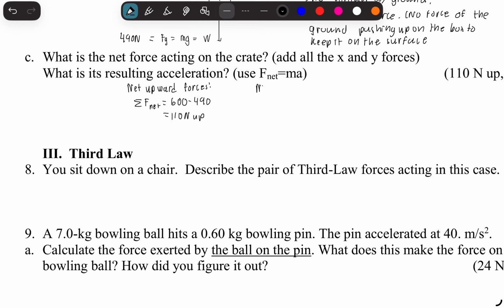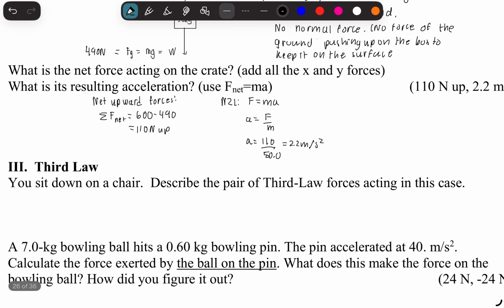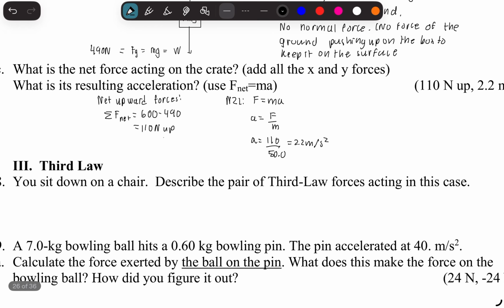Now you can use Newton's second law, which is F is equal to ma. A is equal to F over m. A is equal to 110 divided by 50.0. This is equal to 2.2 meters per second squared. So it's going to be 110 newtons up and 2.2 meters per second squared as your acceleration.